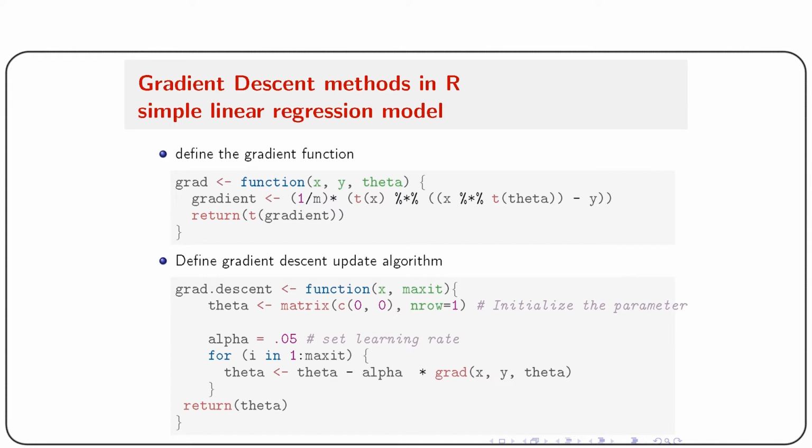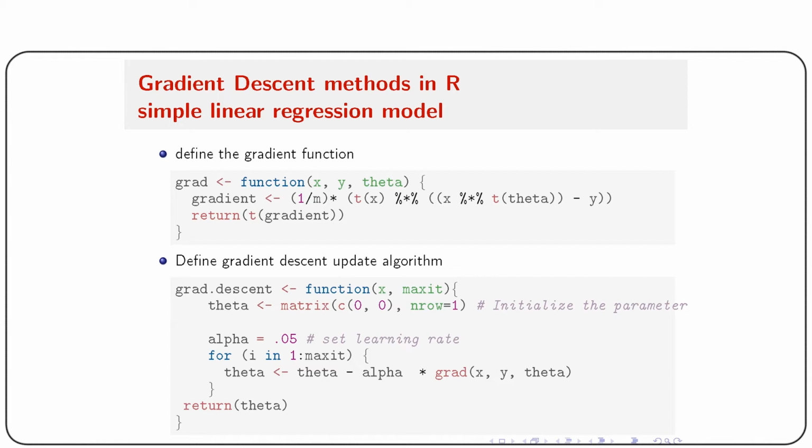equals matrix(0, nrow = 1), the initialization of the parameter, all are 0, so theta equals 0 as the initial value, and then alpha I assumed as 0.05, and for i equals 1 to max.iter, how many times you will run the iteration, theta equals theta minus alpha into gradient(x, y, theta), and return theta. So this is the gradient descent update algorithm.